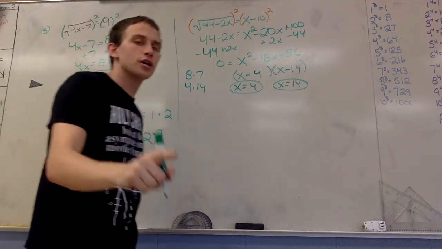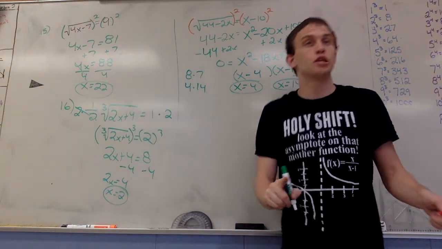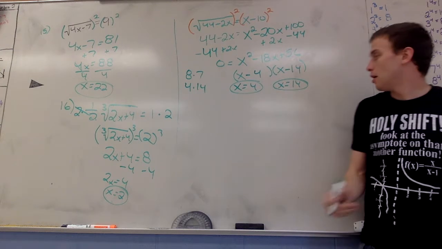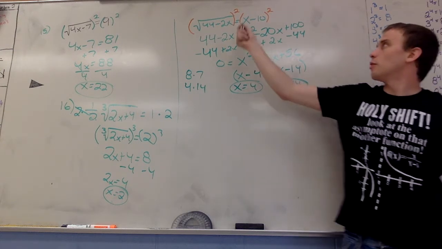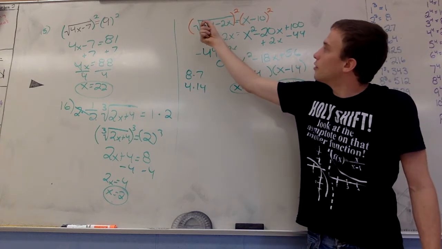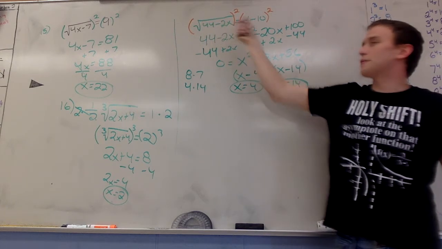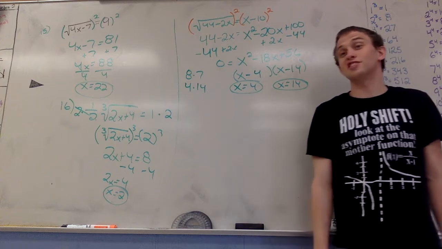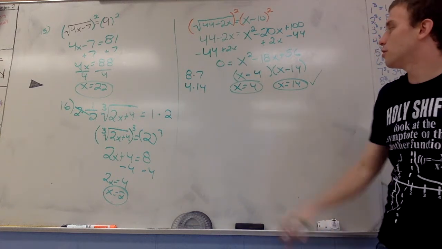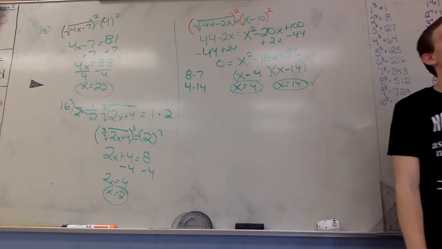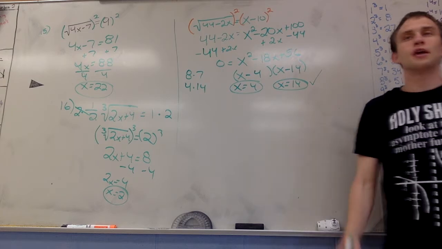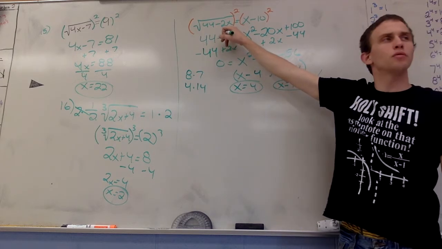No. I have to check to see whether these answers work. So I've got to plug them back into my original and check them out. First, I'm going to plug in 14. What's 14 minus 10? 4. And then 44 minus 2 times 14, that gives me 16. Square root of 16 is 4. This one works. And what's 4 minus 10? Negative 6.